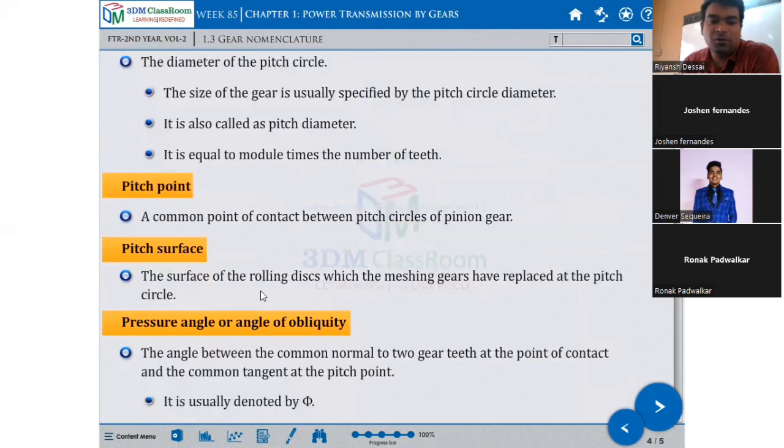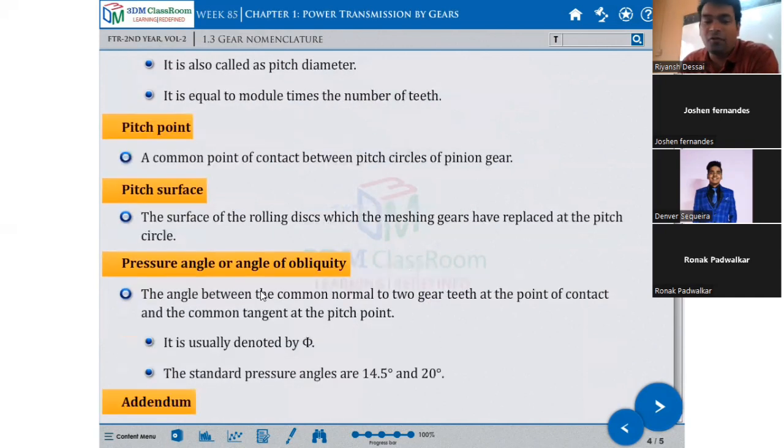That is the pitch point. Pitch surface is the surface of the rolling disc which the machine gears have replaced at the pitch circle. Then pressure angle, or angle of obliquity, is the angle between the common normal to the two gear teeth at the point of contact and the common tangent at the pitch point.